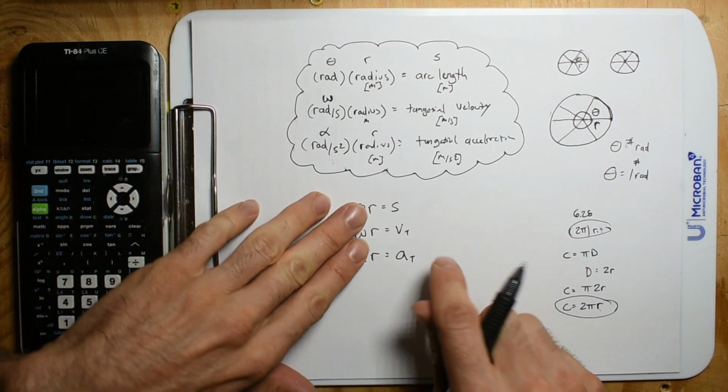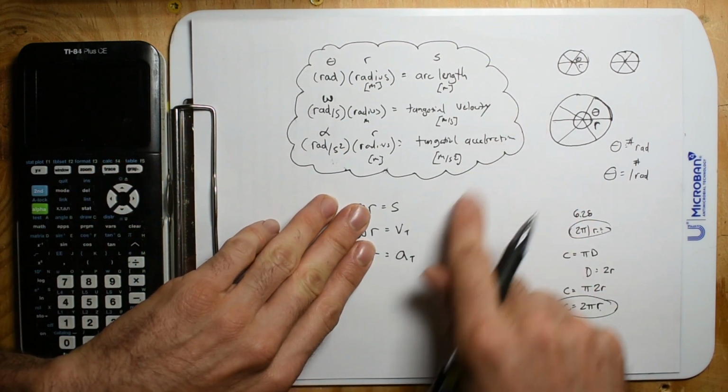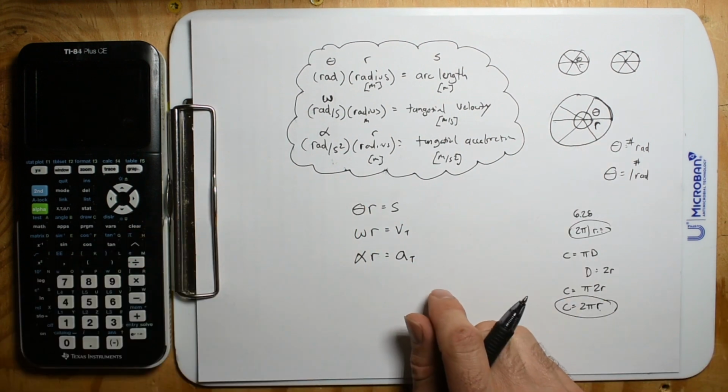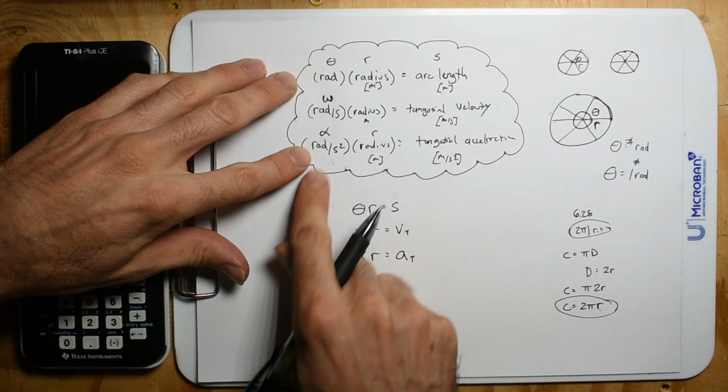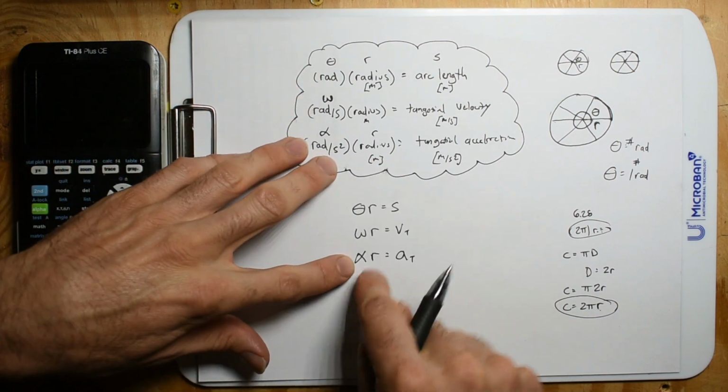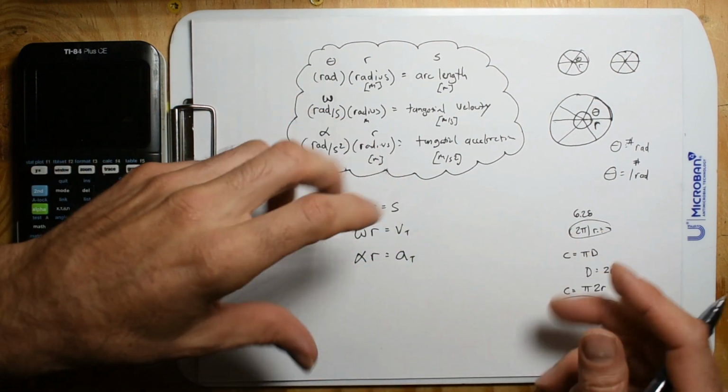Just because we're so used to doing normal velocity, normal acceleration. But this is the angular acceleration. You have to multiply it by the radius to get something kind of useful.